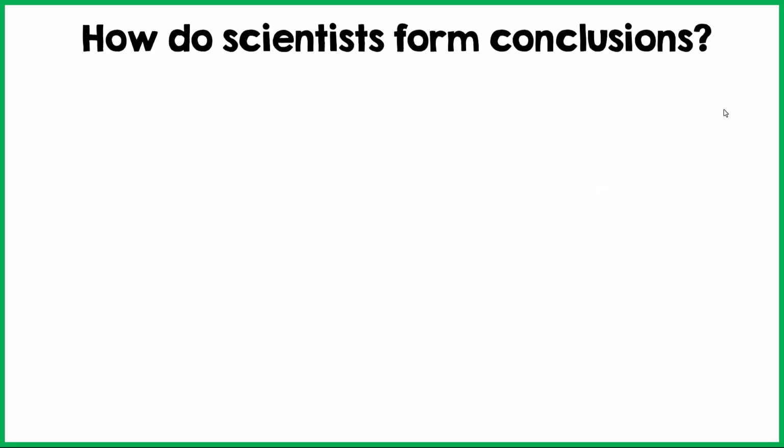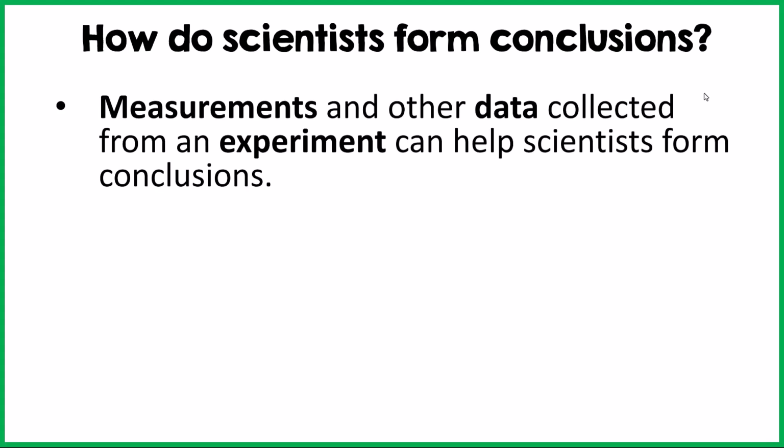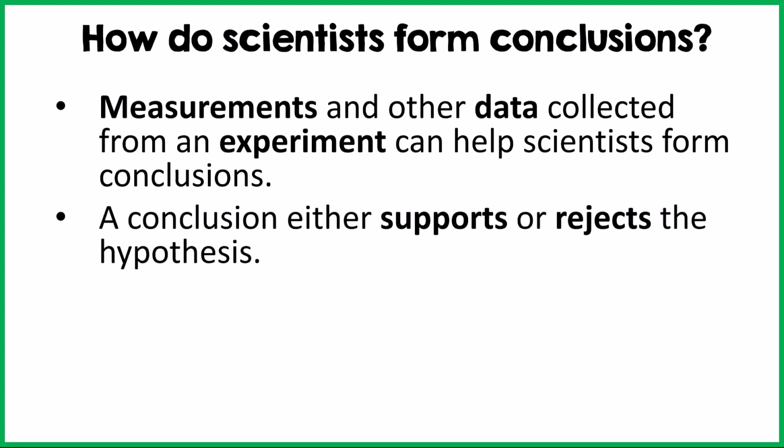Okay, so all this time we've been talking about measurements and experiments, and now we're going to move on from testing and experimenting to forming conclusions. So how do scientists form conclusions? Well, measurements and other data collected from an experiment can help scientists form conclusions. A conclusion either supports or rejects the hypothesis.